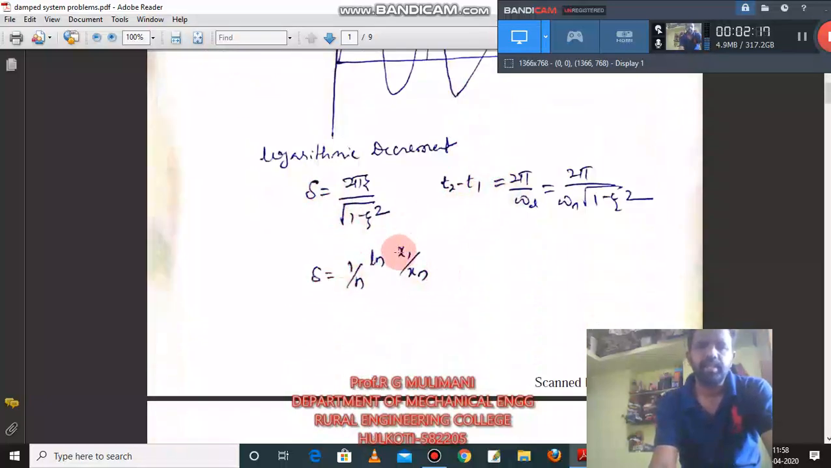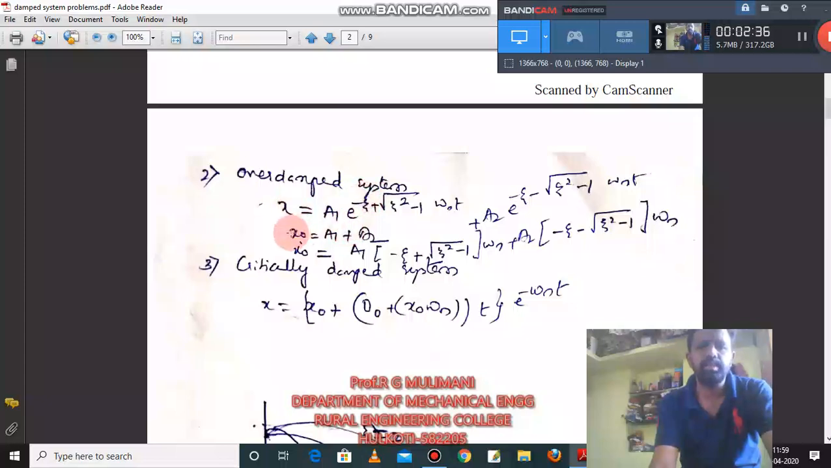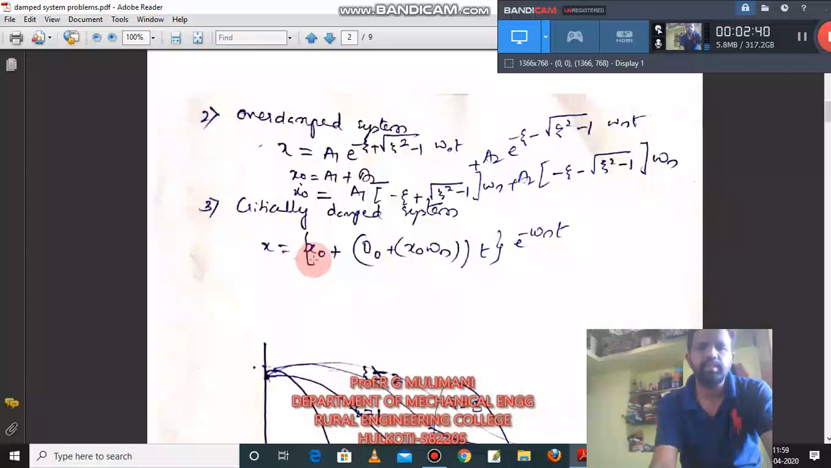For one cycle, it is xn divided by xn+1. For n number of cycles, we can use this equation, where delta is the logarithmic decrement. We have two expressions to find the logarithmic decrement here. For the overdamped system, this is the response, and for the critically damped system, this is the response.